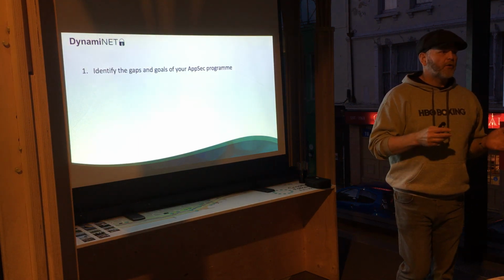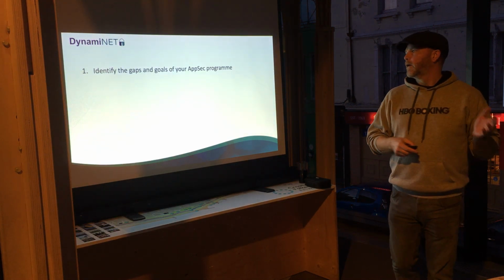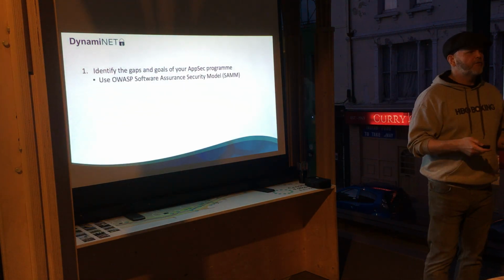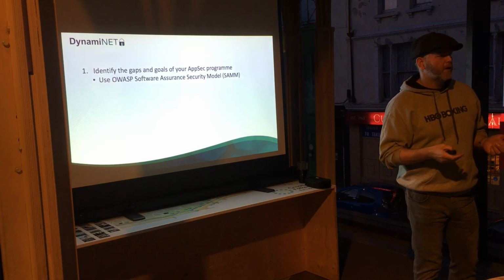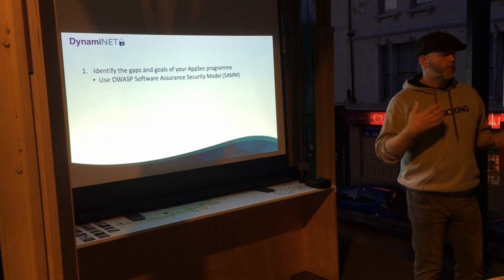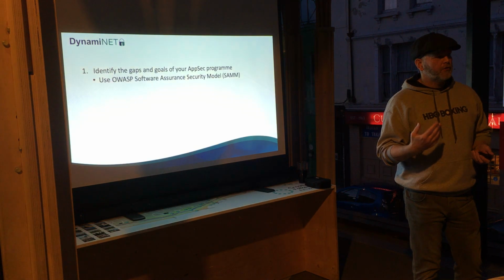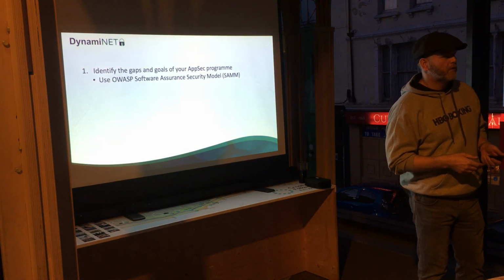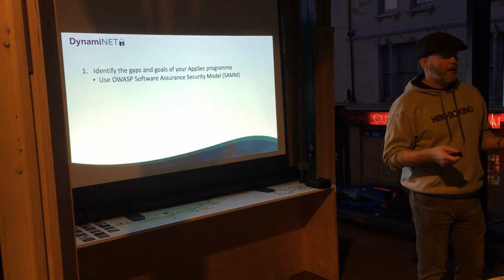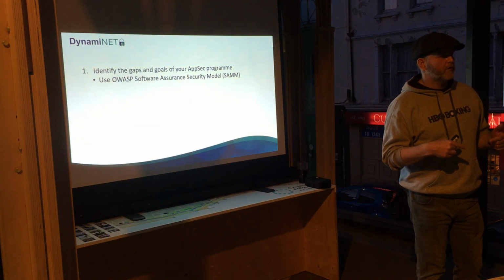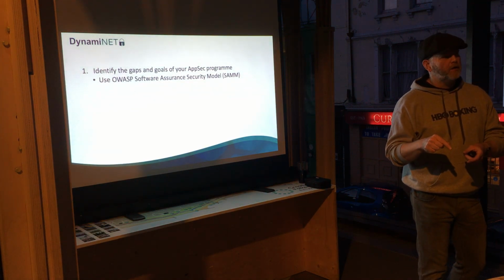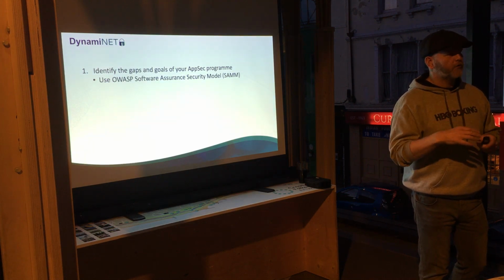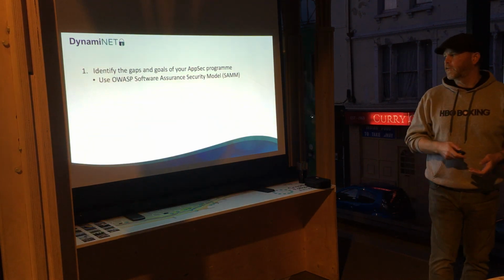So OWASP has some guidelines about how to create an AppSec program. First of all, you need to identify the gaps, and you do this by doing an assessment of your application and your infrastructure using something very useful, the Software Assurance Maturity Model. I've used this several times with my clients, and it's a great way to establish where the gaps lie in security within an organisation. It doesn't find the threats and the vulnerabilities, but it works out where the weaknesses are within your own organisation in adopting and implementing security. So it's a good place to start.